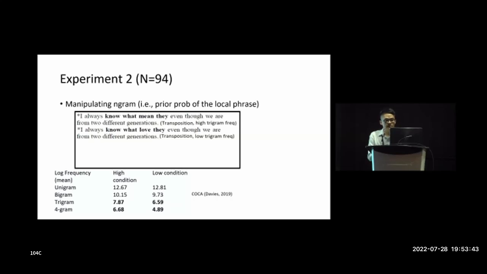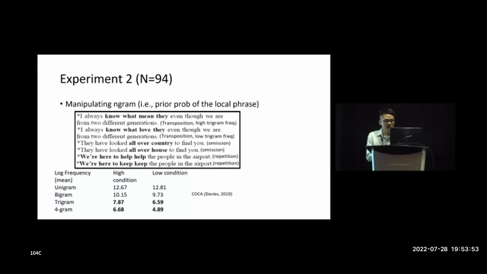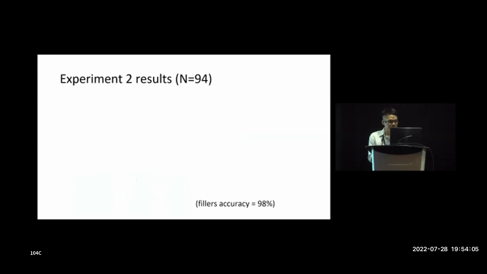And we transposed the last two words in the phrases to see if those with high trigram frequency evade readers' detection more easily. And one final note is that in experiment 2, we also manipulated other types of written errors, including the omission error and repetition error. But due to the time constraint, I won't present the whole results here. I'll only present the transposition results.